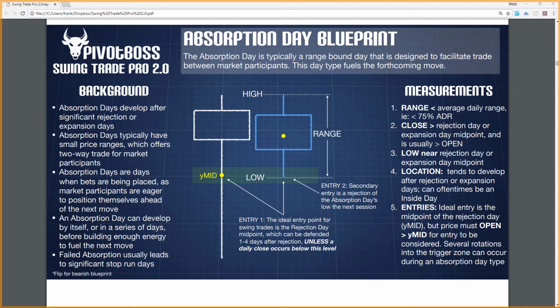So again, this is a powerful, powerful day because this is where the bets are placed. When you find rejection, look to identify the high probability entry zone, the ideal trade location, and from there look to execute an entry when price hits that zone.